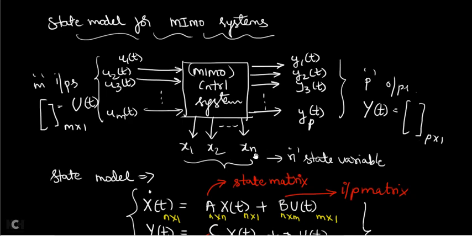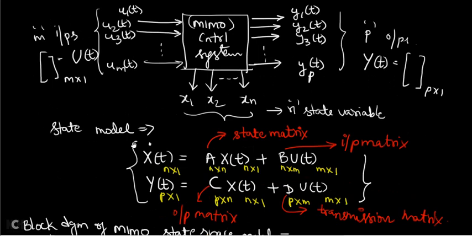And assume that you are going to get n number of state variables. I don't know how many state variables you will get, so assume n number of state variables: x1, x2, up to xn. Now, what is the state model equation? You need not derive anything. Directly write these two expressions. x dot of t is equal to A x of t plus B u of t. You got the same expression for SISO system also. One more expression: y of t is equal to capital C into x of t plus D into u of t.